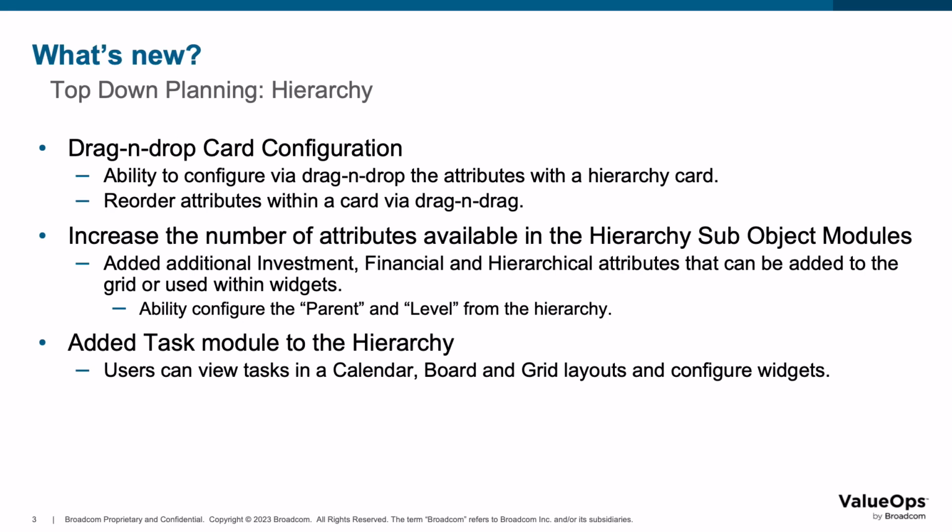We've also increased the number of attributes available in the hierarchy subobject modules. Customers have complained that they want to do some more advanced filtering and also enhance their widget configuration, but there weren't enough attributes available as part of that configuration. So we've added additional attributes from our investment, financial, and hierarchical attributes that you can use within the grid, widgets, and filtering. Those hierarchical attributes are the parent and the level fields that get generated when you're modeling in the tree layout. And we've added the task module to the hierarchy.